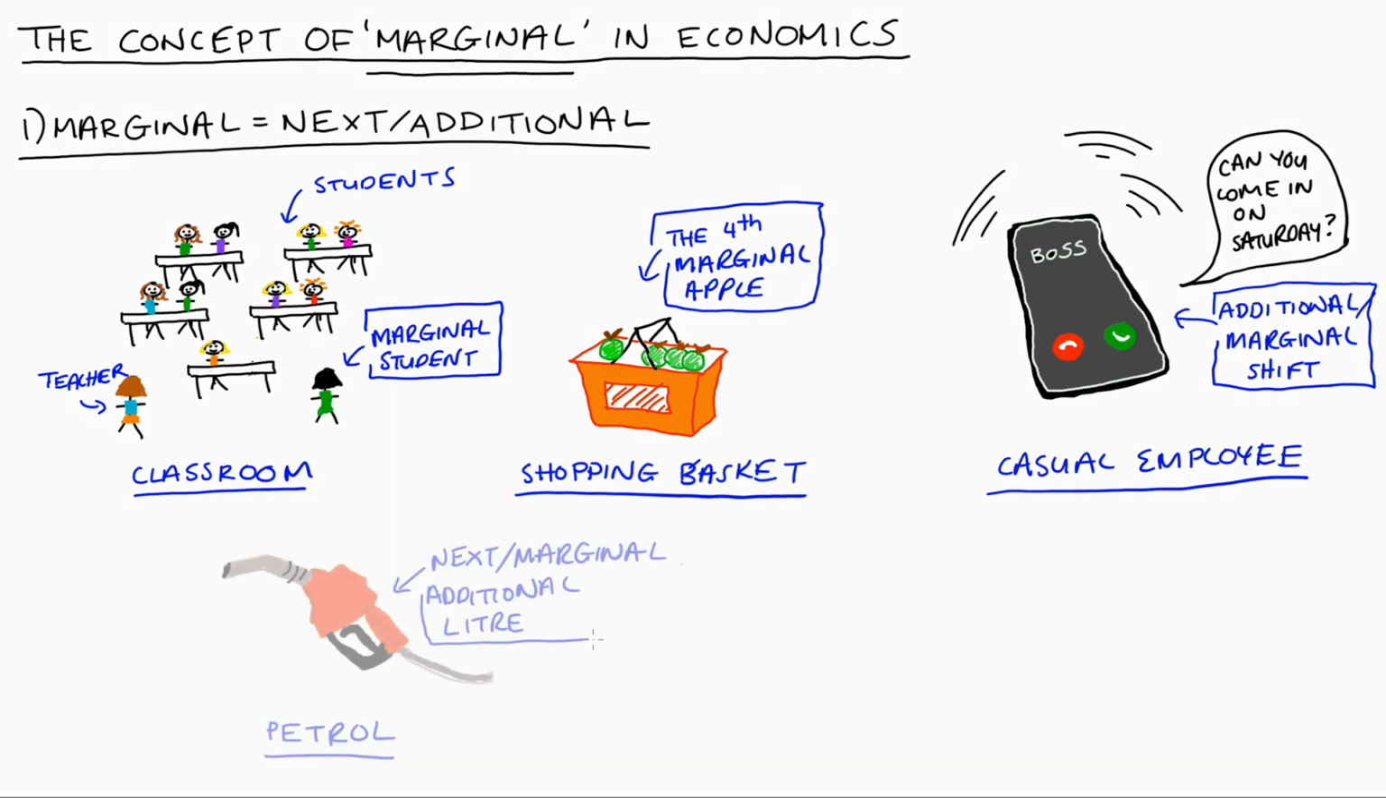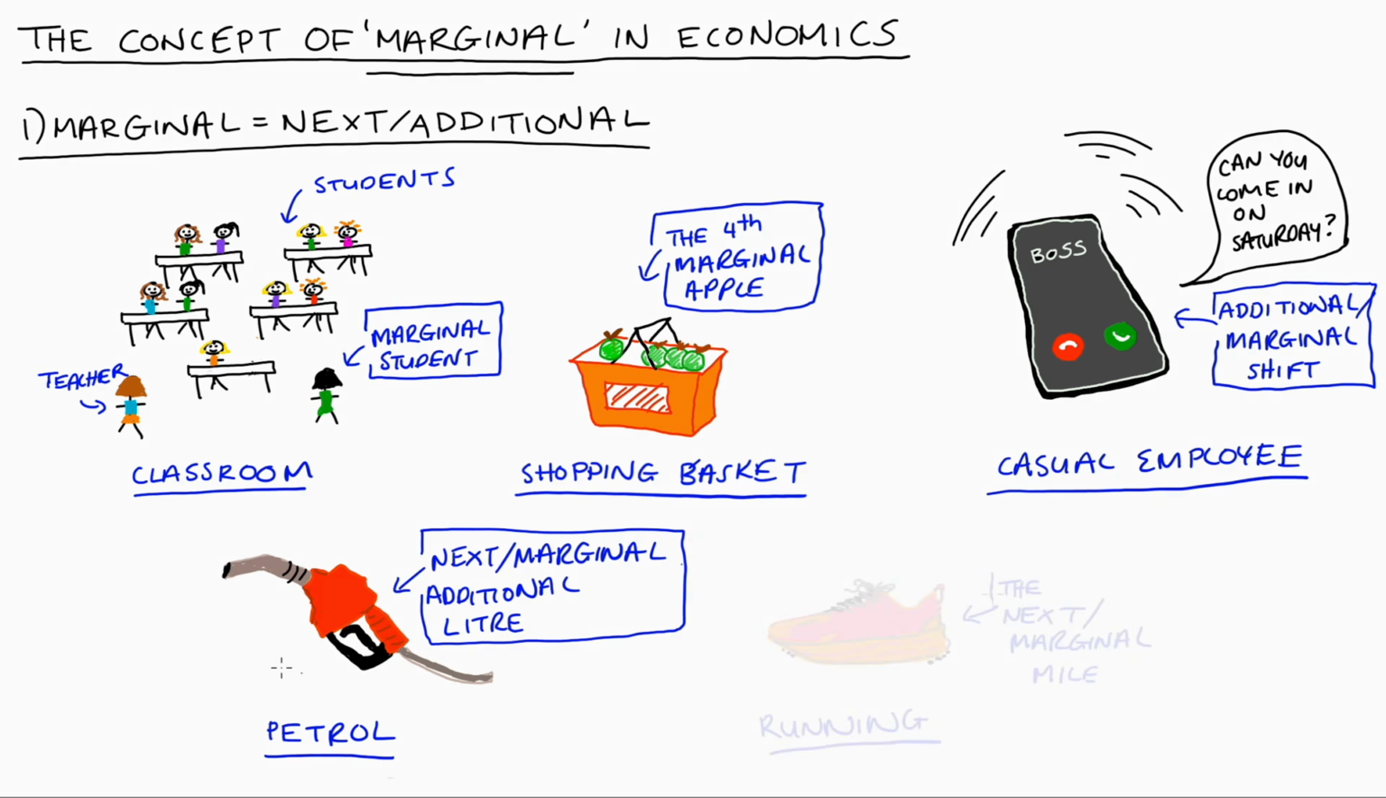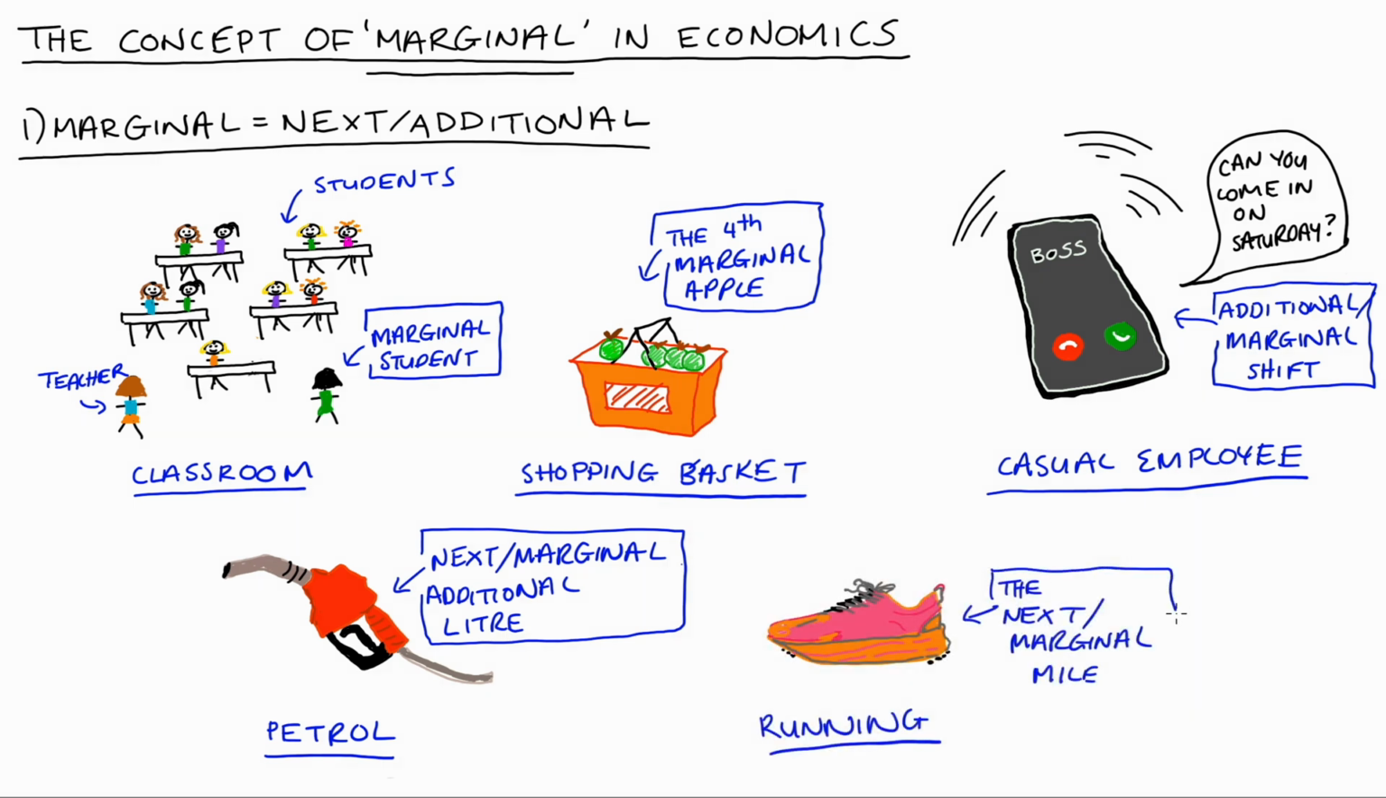We might think about the marginal or additional litre of petrol in your fuel tank as you're filling up. If you go for a run, you might think about the next mile, so the marginal mile that you're about to run. So hopefully you get the drift. This is the sense of marginal that is employed in economics, the next or additional. We're right at the edge.